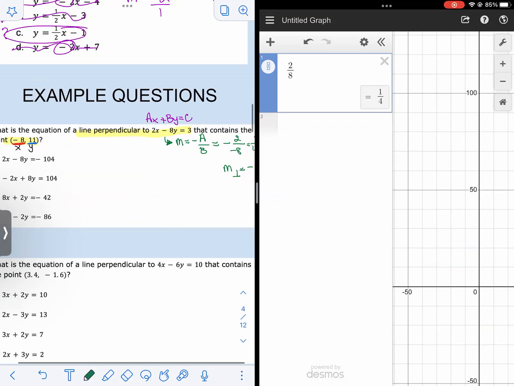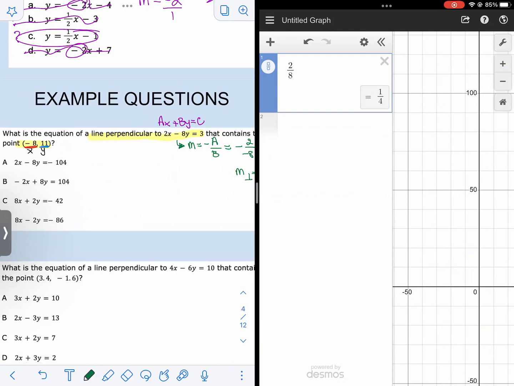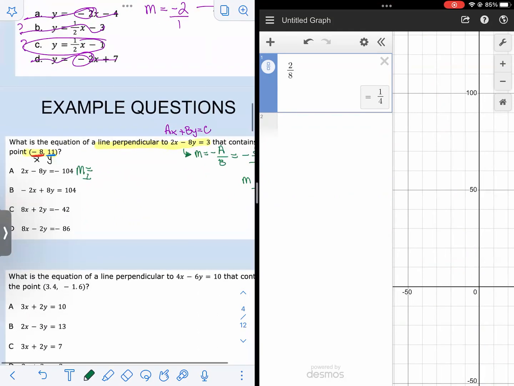Okay, so here, m is going to be negative a over b. Remember, what I'm looking for is negative 4. So I'm going to put negative 2 over negative 8. That's 1 over 4. That's the same slope. You can also kind of see this is 2x minus 8y. That's 2x minus 8y. This is parallel.